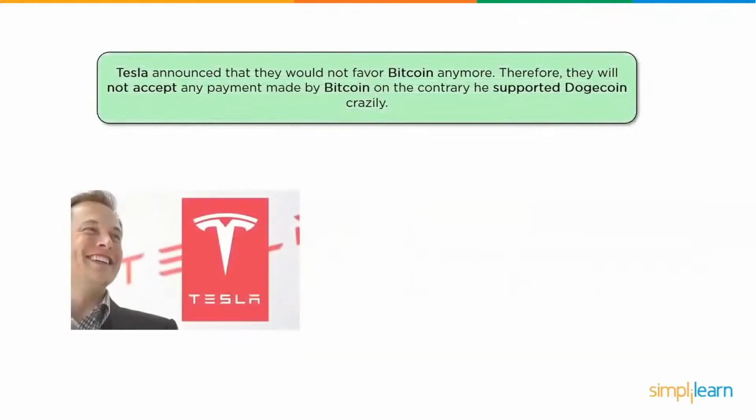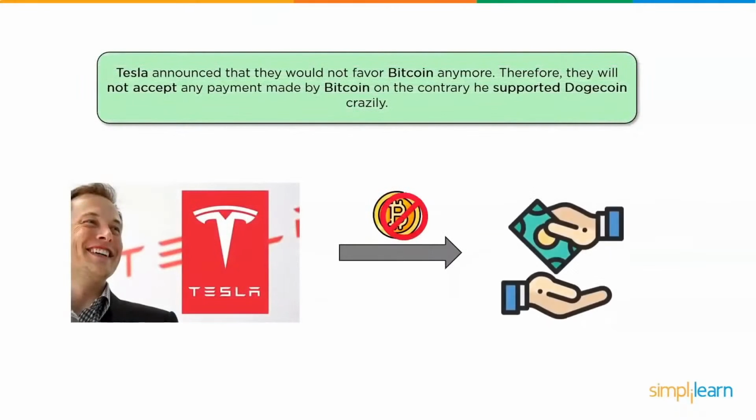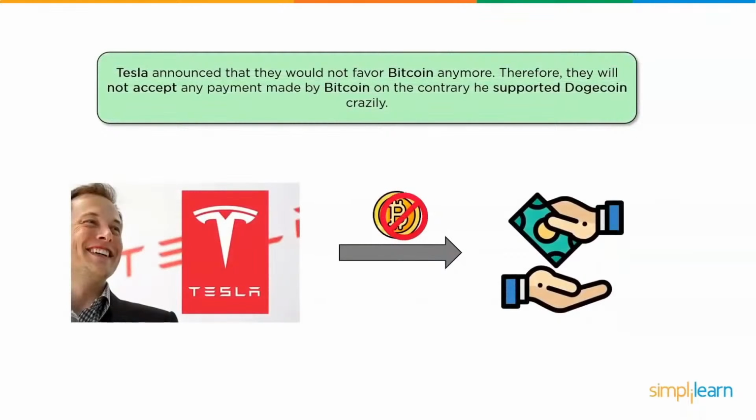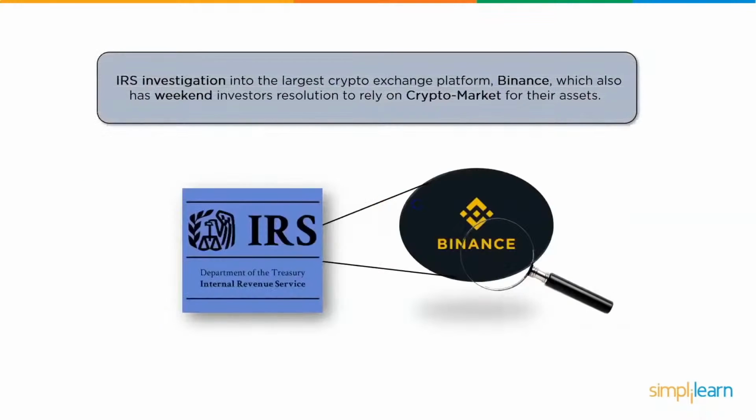And then the panic increased because Tesla announced that they would not favor Bitcoin on environmental concerns anymore. Therefore, they will not accept any payment made by Bitcoin. And also, there are rumors of IRS investigation into the largest crypto exchange platform, Binance, which also has weakened investors' resolution to invest more in crypto market.